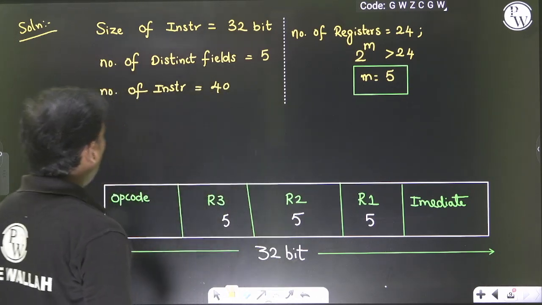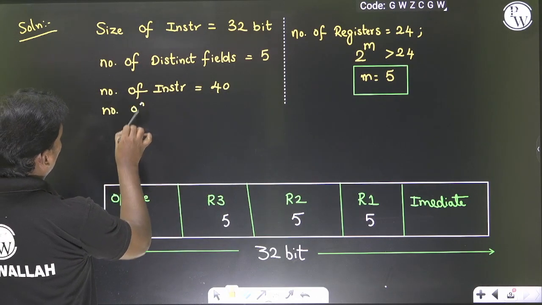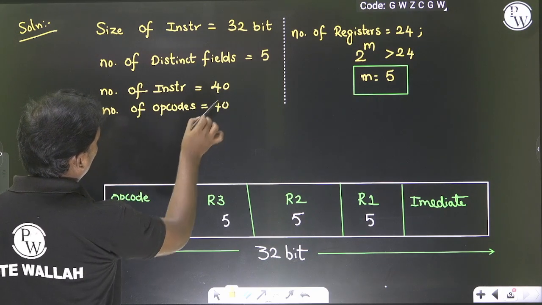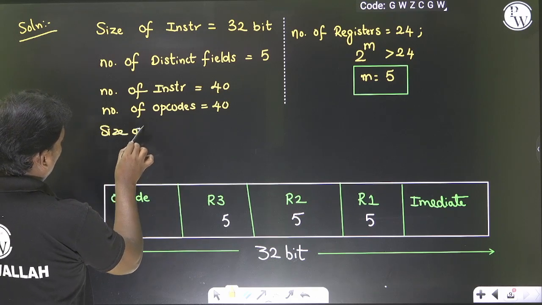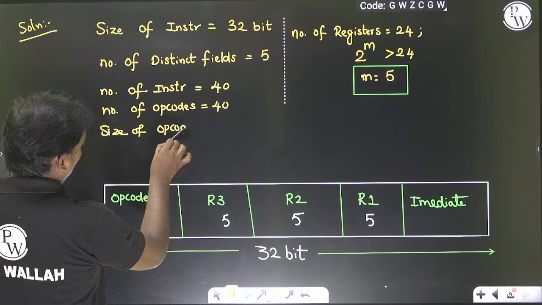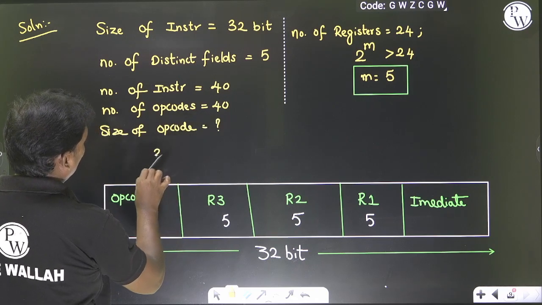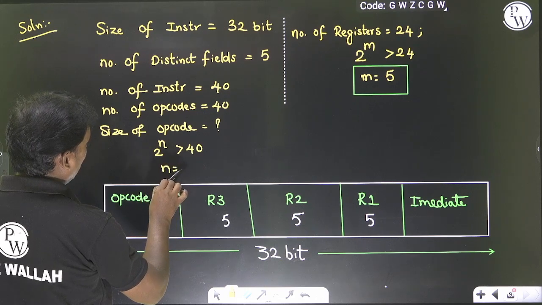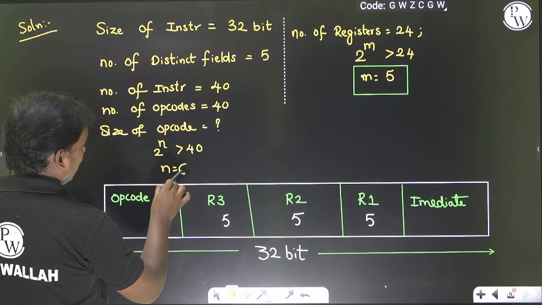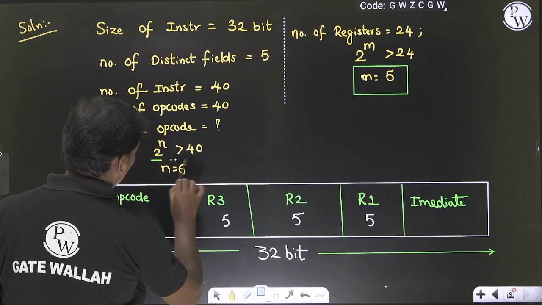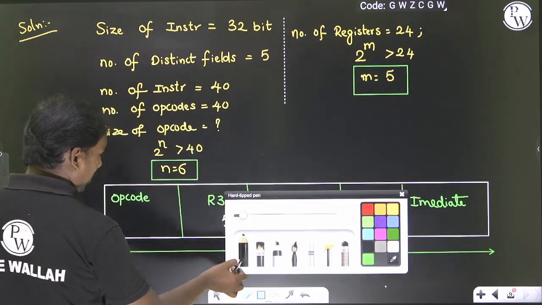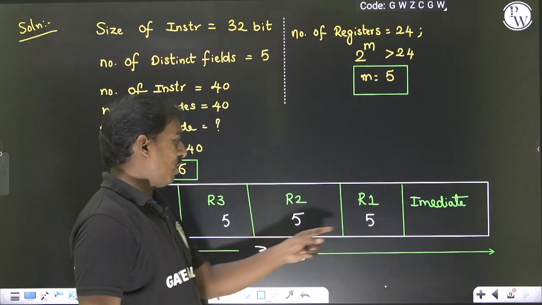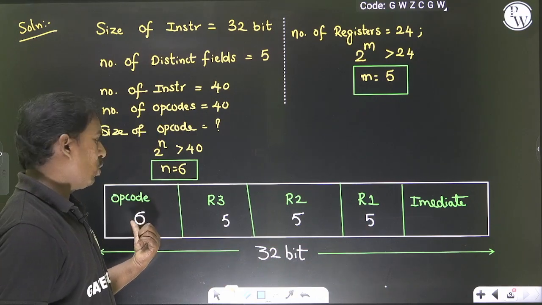When the number of instructions is 40, that means the number of opcodes is also 40. So how do we find the size of the opcode, that is, the number of bits required? Same procedure: 2 power n should be greater than 40. 2 power 5 is 32, so 6 is the best option, 2 power 6. So n is equal to 6. If you total it up, 3 fives are 15 plus 6, it becomes 21.